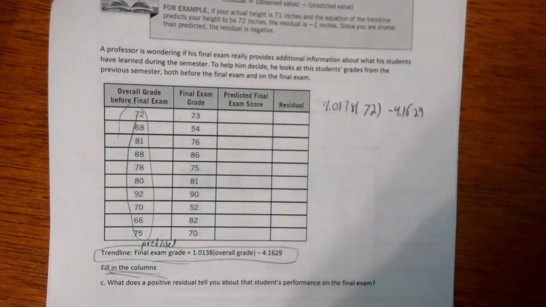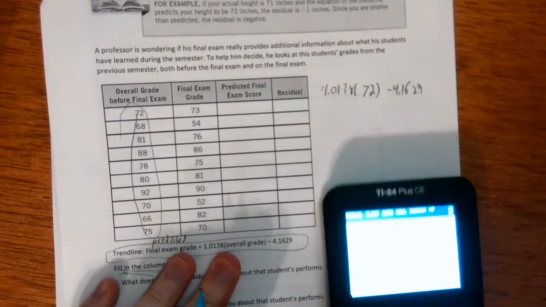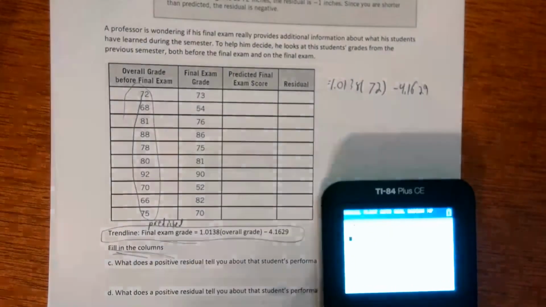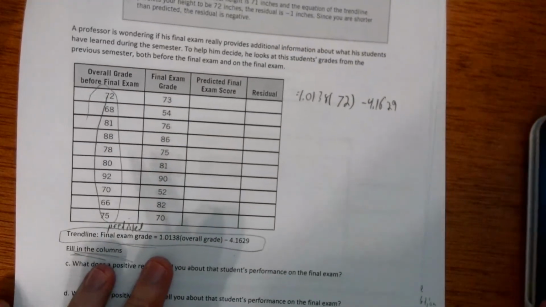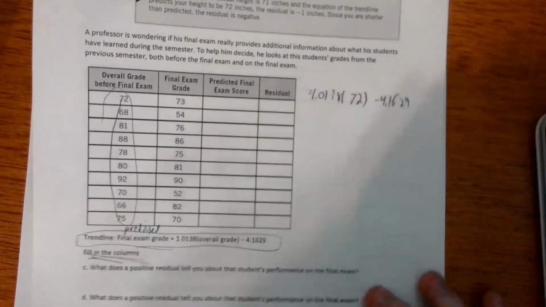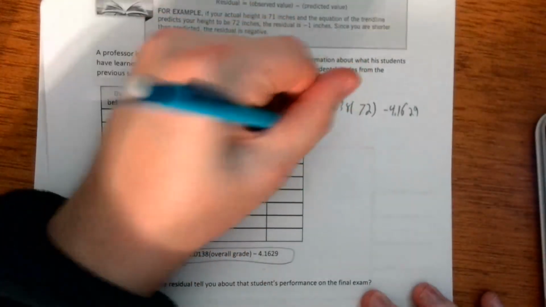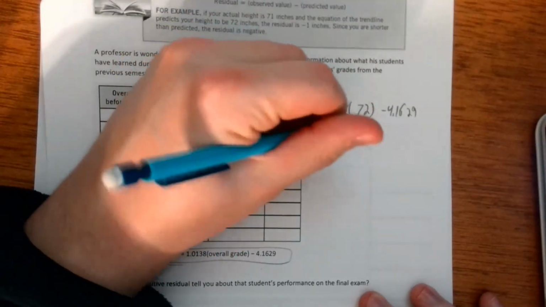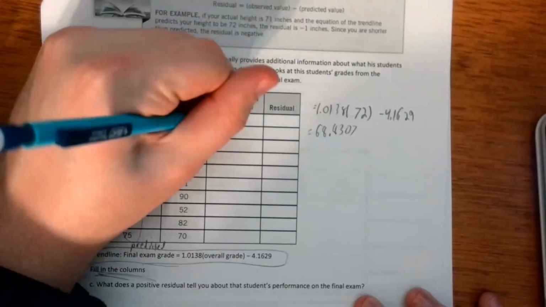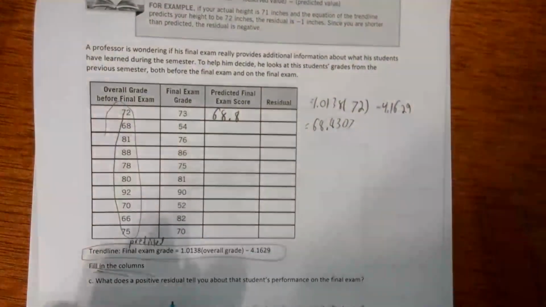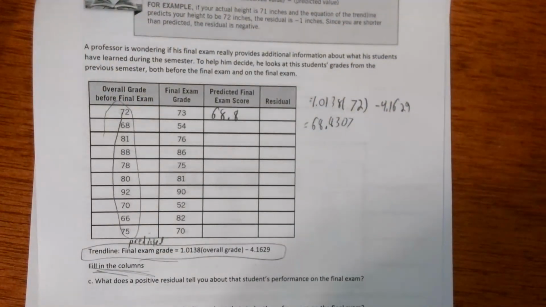Okay. So if I subtract those two amounts, what will I get? Well, let's try that on the calculator. I'm going to grab my calculator here. And I'm going to do 1.0138, multiply that by 72, and then subtract off 4.1629. So if I do that, my predicted exam score, after I solve this, is equal to 68.8307. So I'm just going to round it to 68.83, or 68.8 is fine. Okay, and now we can do that for the rest of them, right? So I'll set up the next one for you, and then I'll just give you the answers to the rest of them, so you can try them out if you'd like.